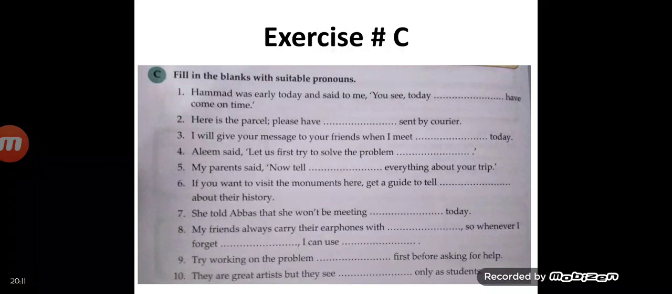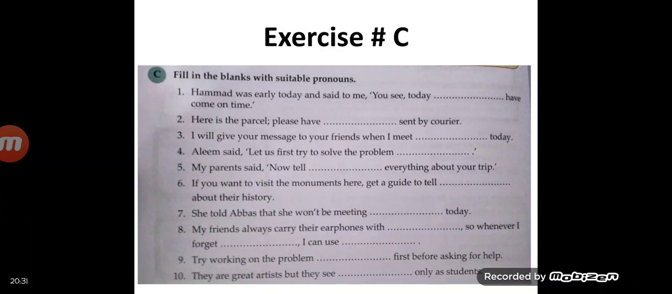Aleem said, let us first try to solve the problem ourselves. Ourselves, not ourself. You will use ourselves, S-E-L-V-E-S. The fifth one, my parents said, now tell us everything about your trip. The sixth one, if you want to visit the monument here, get a guide to tell Dash about their history. To tell you about their history. Yes, tell you about their history.